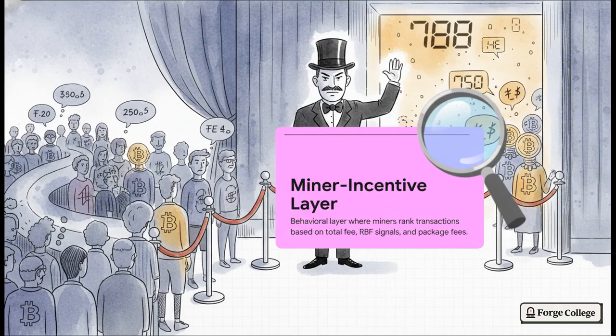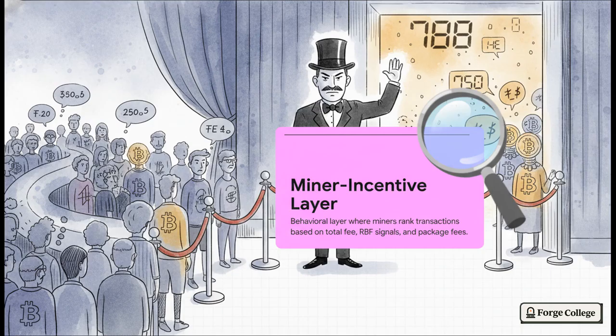This is the behavioral layer. It acts as the ultimate filter, deciding if your transaction is actually attractive enough to make it into the next block. Miners rank your transaction based on the total fee, any replace-by-fee signals, and package fees. Think of it as the VIP bouncer at a club, looking at your ticket price and deciding if you get to skip the velvet rope or if you're stuck waiting outside in the cold all night.